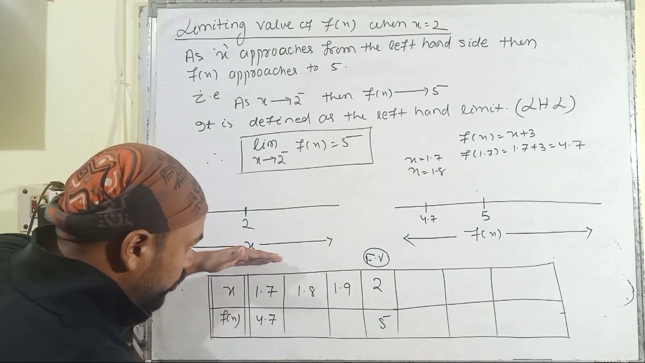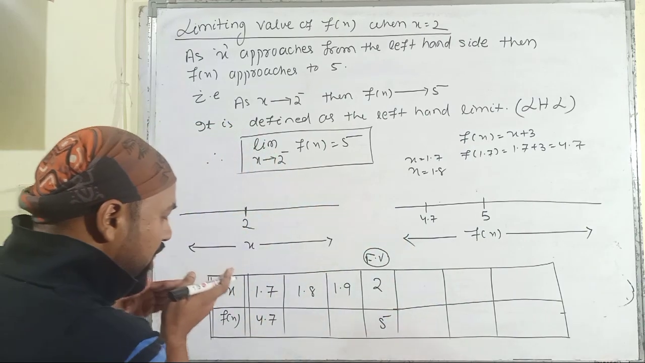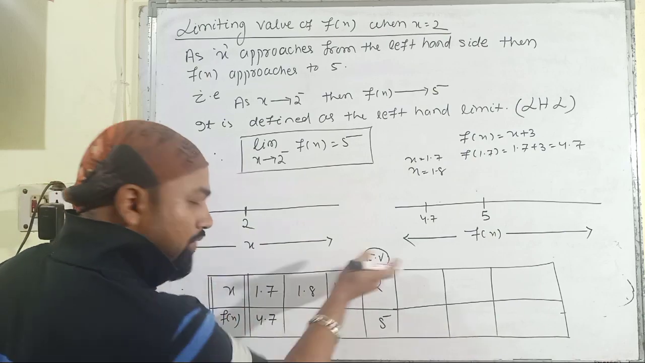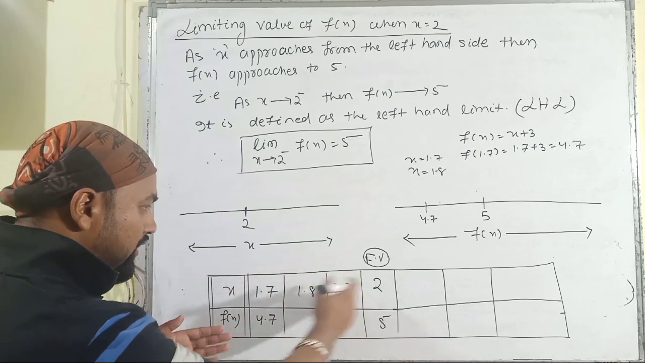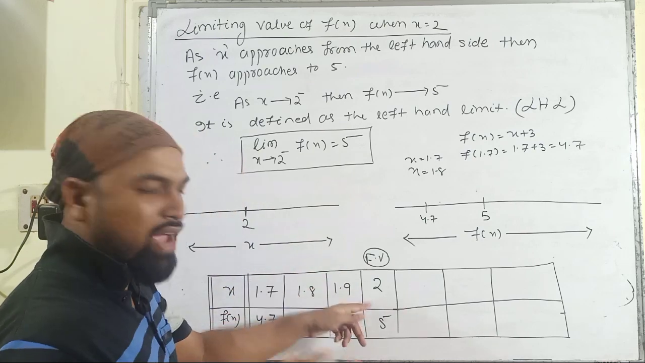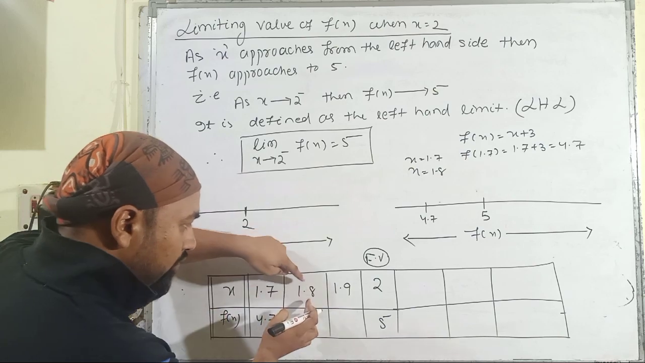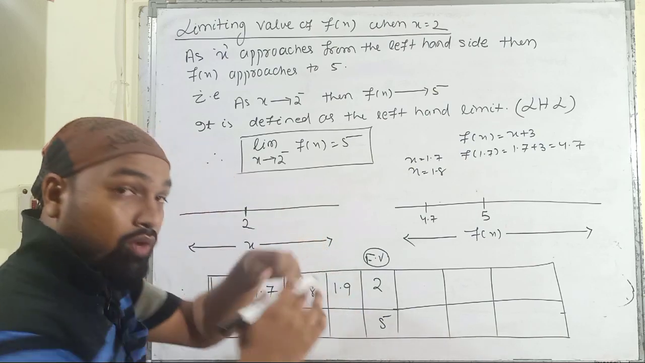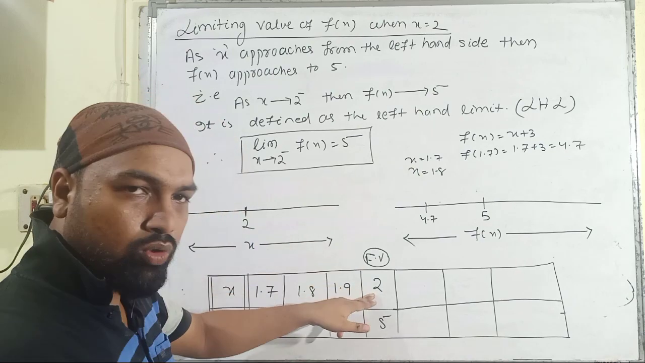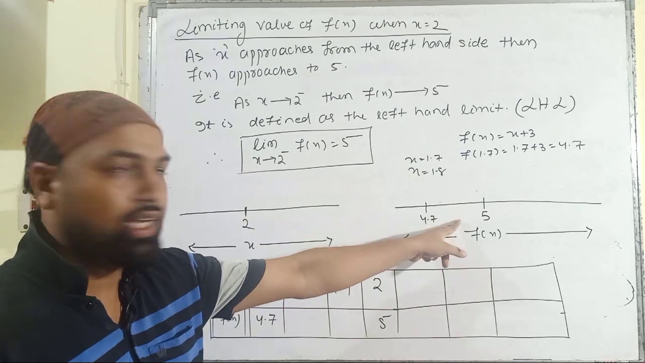When x approaches 2 from the left hand side, we have to go to the nearest point to the point 2 from the left hand side. We have to come from the left hand side and come closer and closer to the point 2, very near to the point 2. So I have first taken 1.7, then 1.8, then 1.9. You can also take 1.99. So you can come closer to 2, and then you have to check the behavior of the function f of x, what we are getting here.